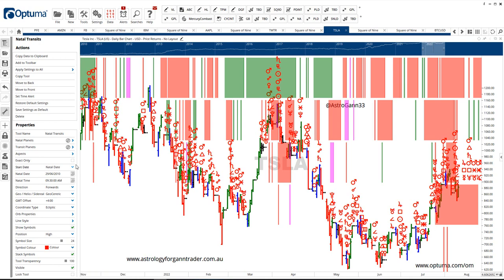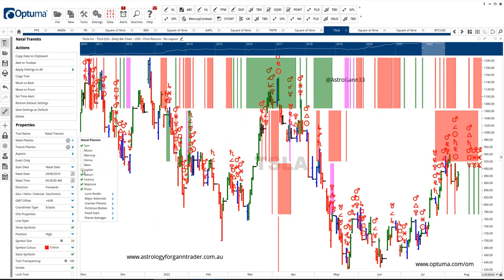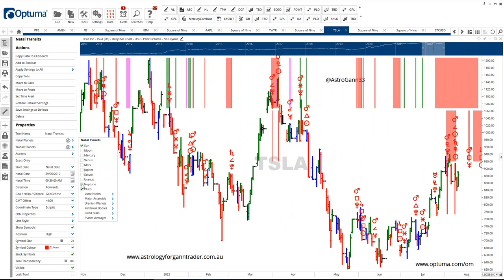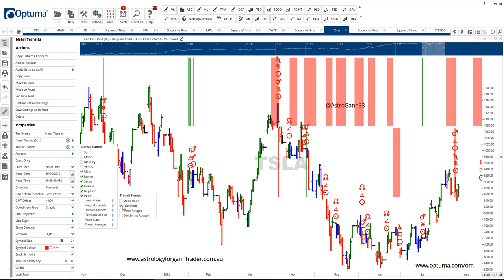So what I want to do here is remove some of the noise, and I just want to use the sun for this example. So let's take away all that. This is the natal sun of the company on the first trade chart. Okay. And then for transiting planets, I've just got Mars, Jupiter, Saturn, Uranus, Neptune, Pluto, and maybe the true node. Okay.